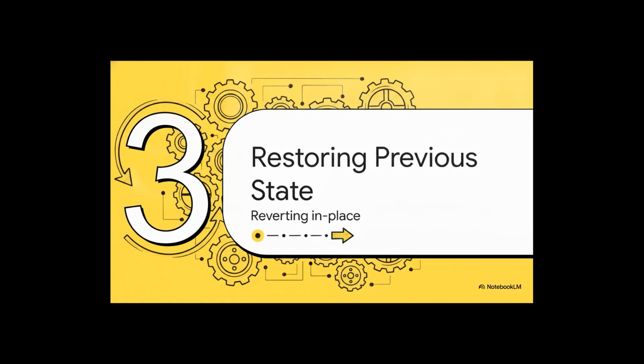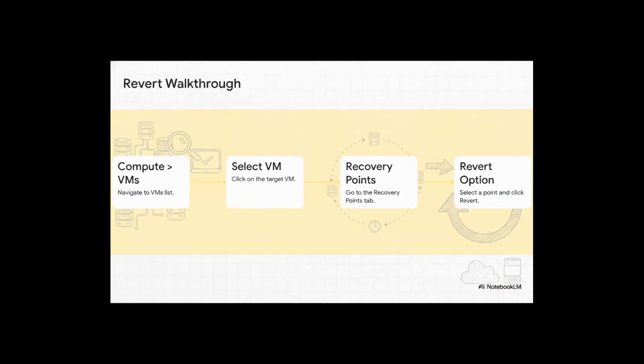Okay, Section 3. Let's switch gears and walk through restoring previous states. Let's contrast that whole cloning process with an in-place restore, which, remember, the UI refers to as a revert operation. Reverting a VM uses a nearly identical navigation path in Prism Central. You go to Compute, then VMs, select your VM, and hit the Recovery Points tab. But instead of clicking Clone, obviously, you click Revert.